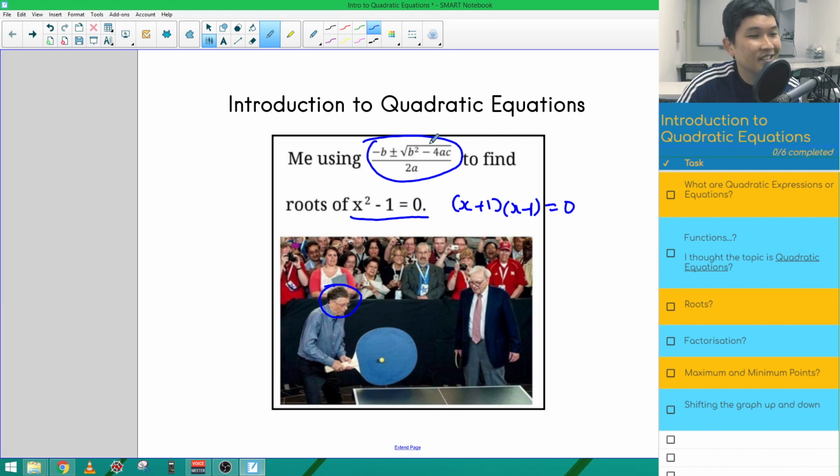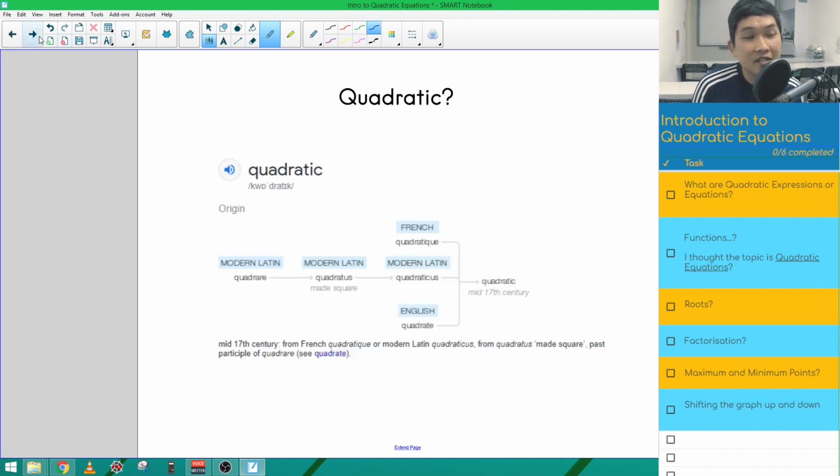Before we talk about quadratic equations and quadratic expressions, have you ever wondered what the word quadratic means? I did. So let me share with you what it means. First of all, English is a Latin-based language. So it's no surprise that the word quadratic comes from the Latin word quadrare, which just means square. So when you're talking about quadratic expressions and quadratic equations, you're talking about square expressions, square equations.